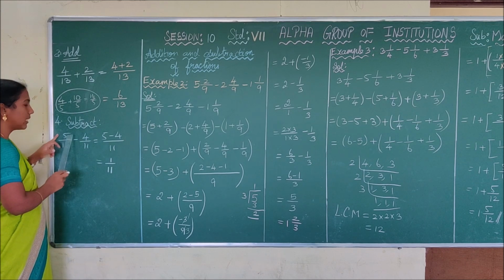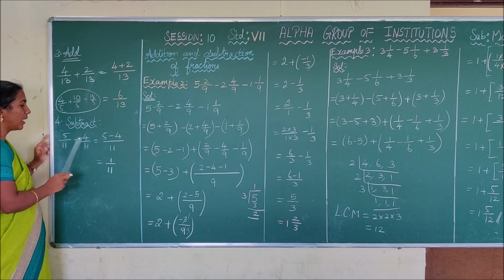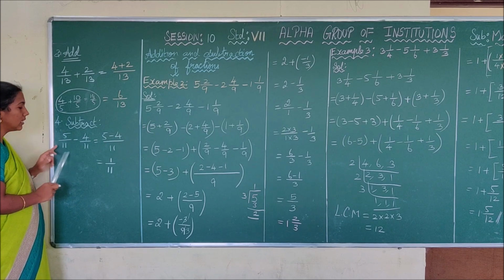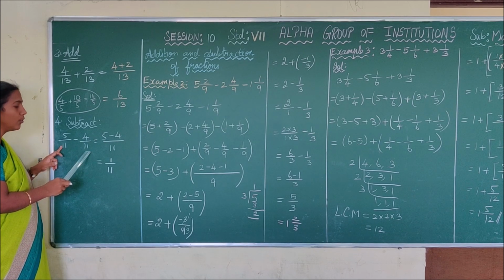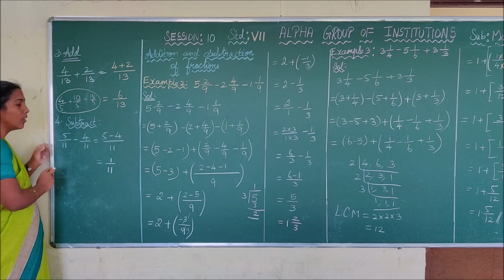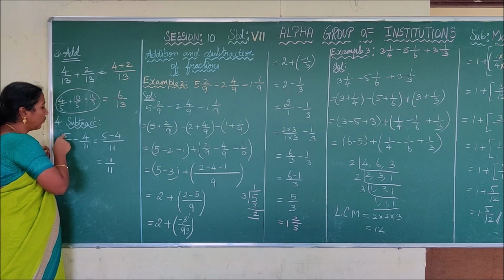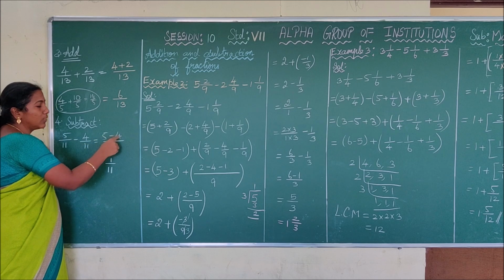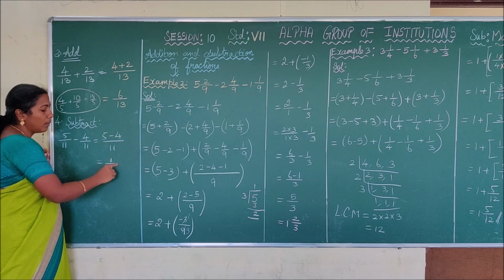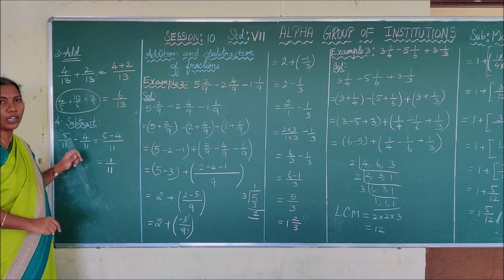See the next one: subtract 5 by 11 minus 4 by 11. See, the denominators are the same, so you can easily subtract the numerators. So you have to subtract 5 minus 4. 5 minus 4, what is your answer? 1 by 11. You have to write the denominator only one time.